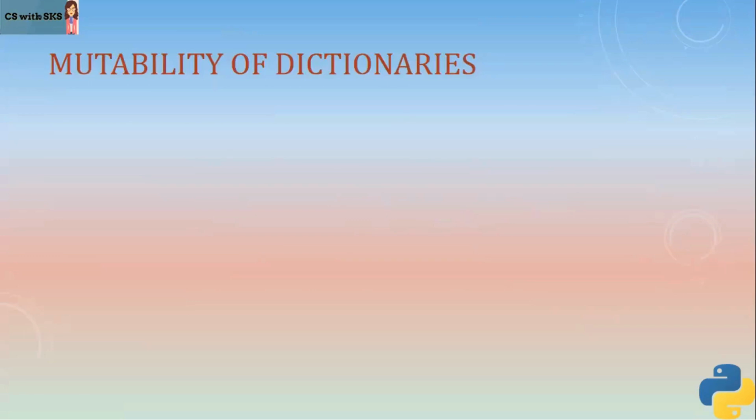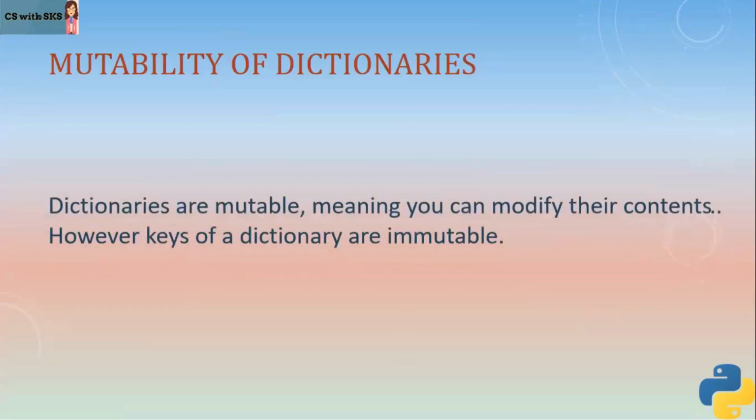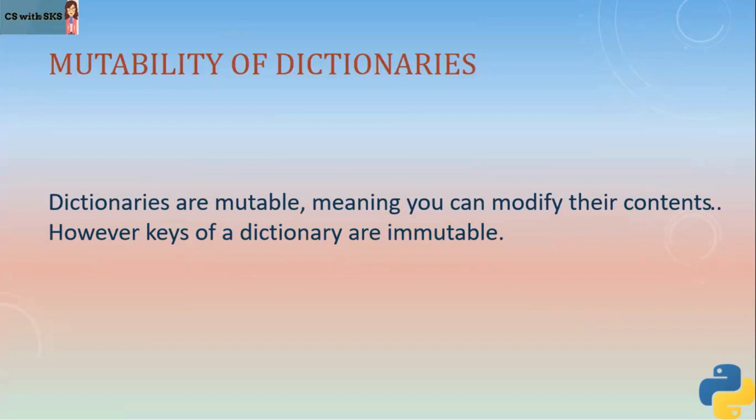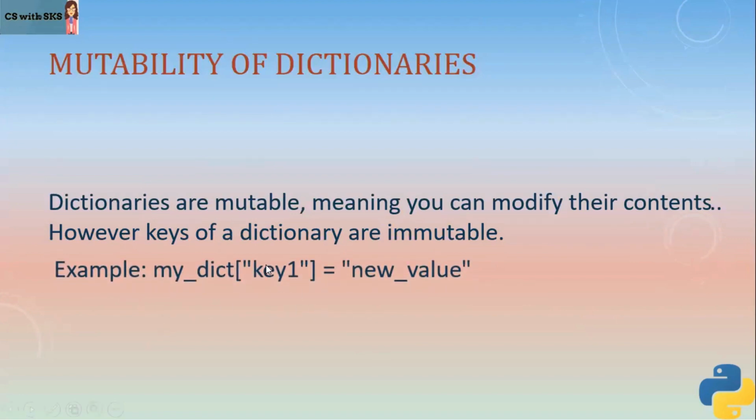I'll show all this using the Python shell, but before that, let's see the concept of mutability in dictionaries. Dictionaries are mutable, meaning you can modify their content. However, keys of a dictionary are immutable. As I have already mentioned, you cannot change keys of a dictionary. You can change the value. In a data item pair, there is one key and one value. You can change the value, however, you can't change the key. So if you want to place a new value at any key, you can do that, but you can't change the key, right?